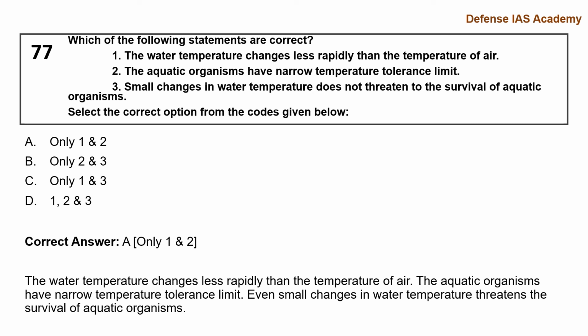The water temperature changes less rapidly than the temperature of air. The aquatic organisms have narrow temperature tolerance limit. Even small changes in water temperature threaten the survival of aquatic organisms.